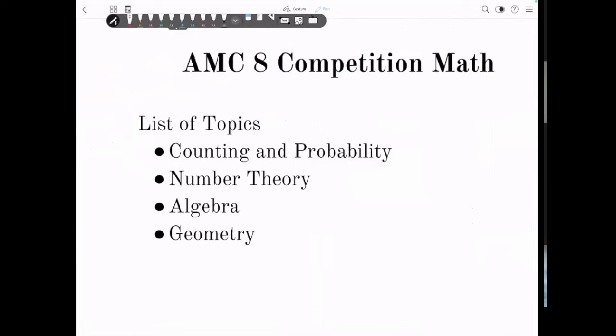Hello everyone. In this class, we'll be going over many topics including counting and probability, number theory, algebra, and geometry. These are topics that are really useful for the AMC and they come up very often. Today we'll be going over counting and probability, specifically permutations and combinations. Let's start off with today.